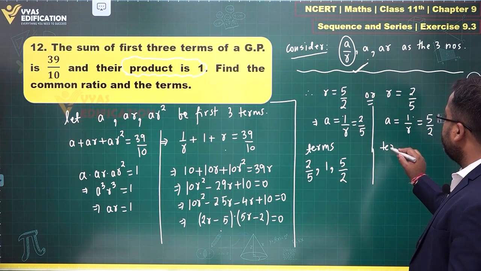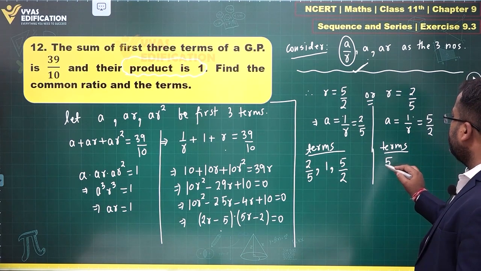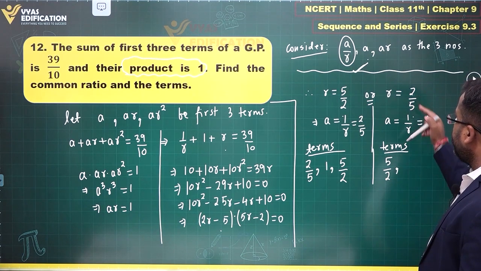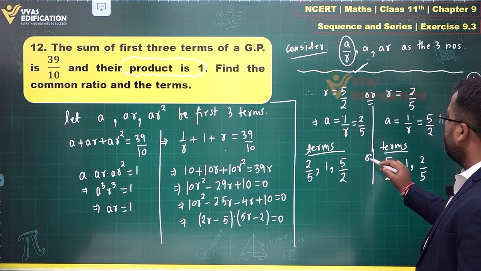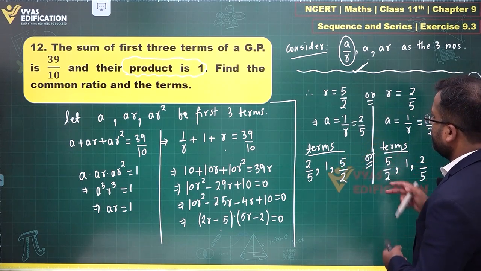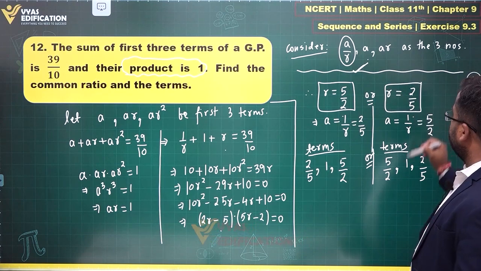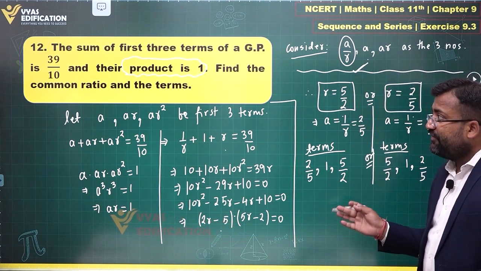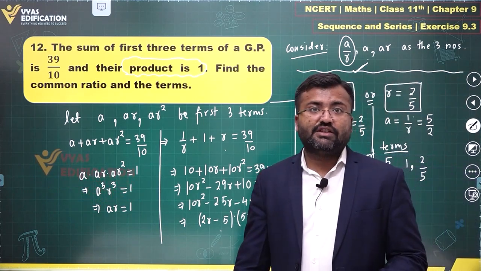Terms in this case will be 5 by 2, which is the first term. Multiply by 2 by 5, this will be 1, and multiply by 2 by 5, this will be 2 by 5. Either this or this is my final answer for this question. If this is the common ratio, these are the terms. If this is the common ratio, these are the terms that you have for this geometric progression. That's a complete solution for this 12th question, as you can see over here.